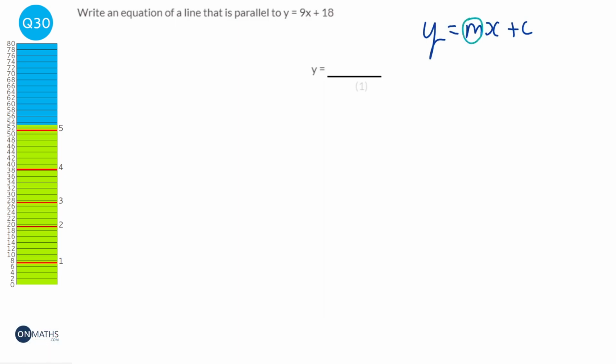The formula y equals mx plus c includes this m, and the m means the gradient. So if we're looking for something that is parallel to y equals 9x plus 18, we're looking at this number here. For it to be parallel, it needs to have the same gradient. So we could just write y equals 9x plus or subtract anything, or we could just write y equals 9x. I'm going to say plus 5.